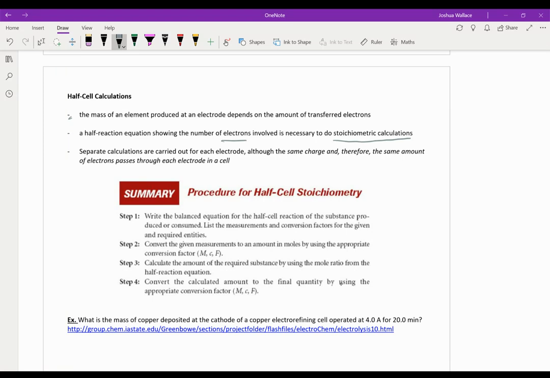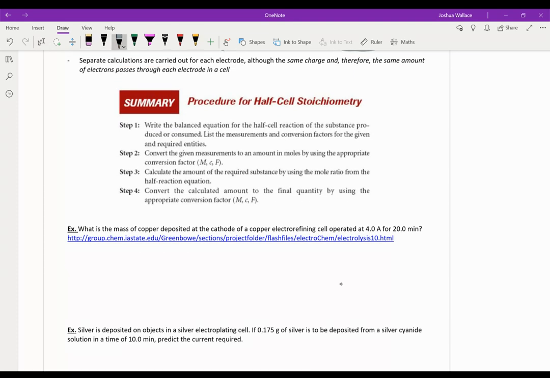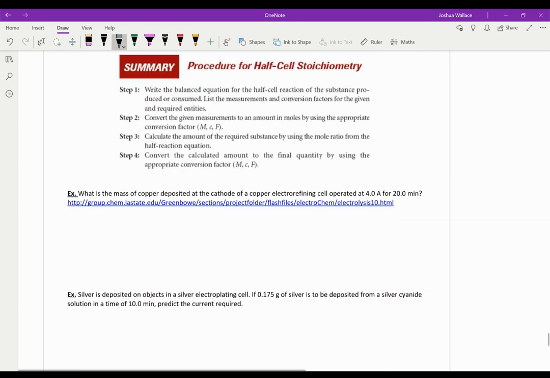Separate calculations are carried out for each electrode, although the same charge and therefore the same amount of electrons passes through each electrode in the cell. So we have just a summary here of the procedure for half cell stoichiometry. We're just going to work through some, and then you can always refer back to the summary.